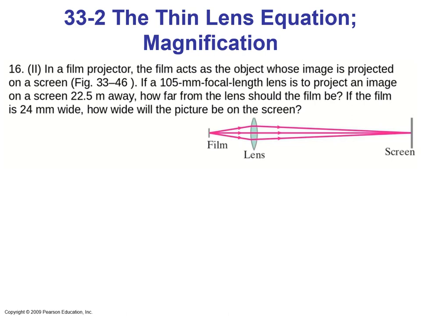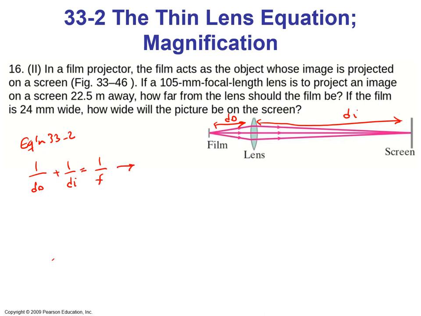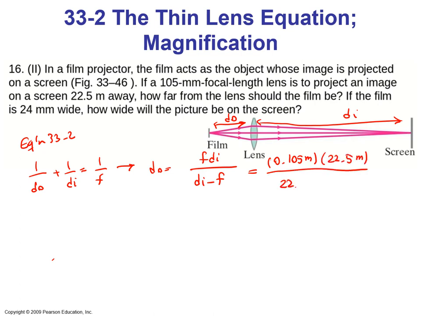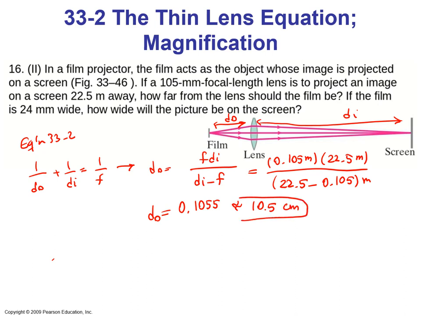So basically, this question is asking about the use of the lens equation, equation 33-2, to find the distance of the object from the lens. So let's use the lens equation, 1 over DO plus 1 over DI is equal to 1 over F. Solve it for DO is equal to F times DI divided by DI minus F. Let's plug in the values. We have 0.105 meter multiplied by 22.5 meter divided by 22.5 minus 0.105 meter, which gives us distance of the object is equal to 0.1055, almost 10.5 centimeter from the lens.